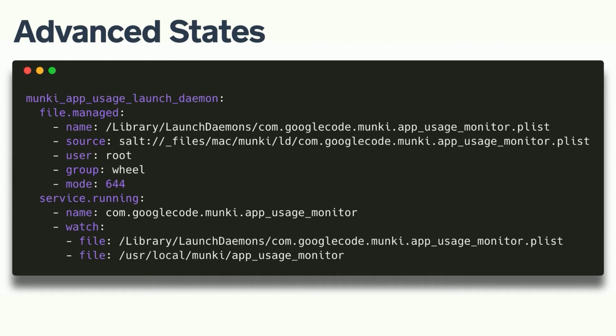Anybody want to take a guess at what this state does? No? Yeah, sure. So this particular state is actually monitoring the application usage launch daemon that comes with Munki. So we want to make sure that a file exists on the system. And in this case, we also want to make sure that a service is running, which would be a launch daemon.